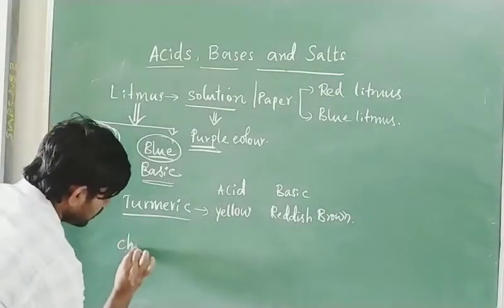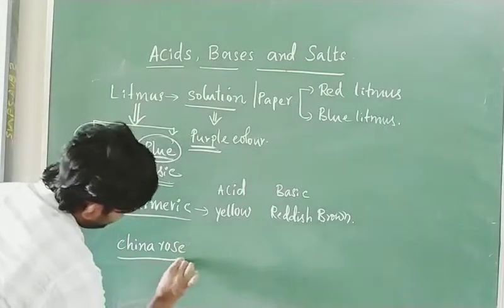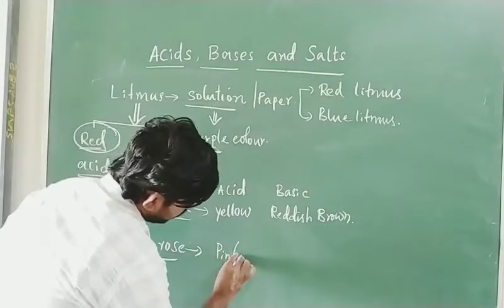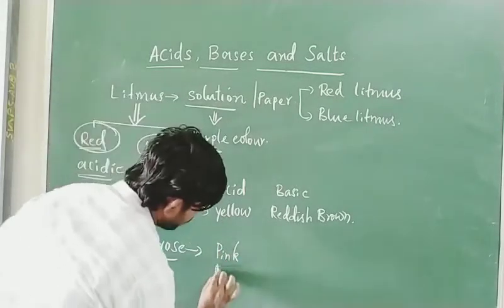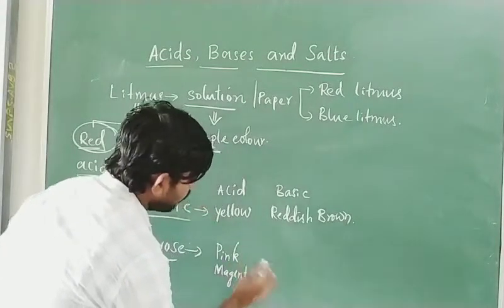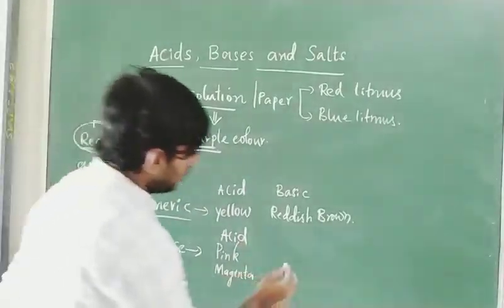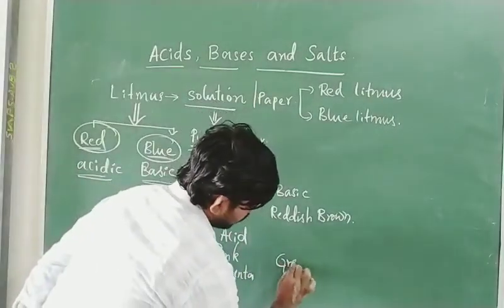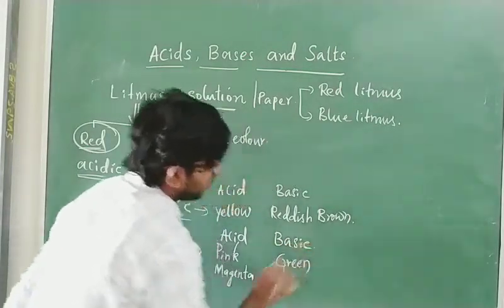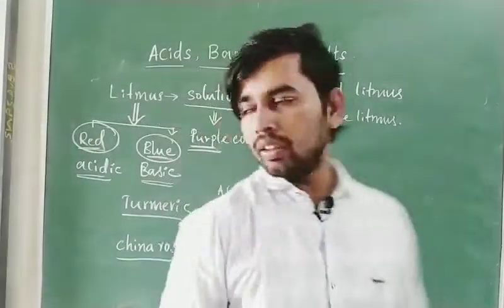One more is China rose. China rose indicator will show pink color, else we call it magenta, in acidic medium. And it will show green color in basic medium. Please remember all these things.